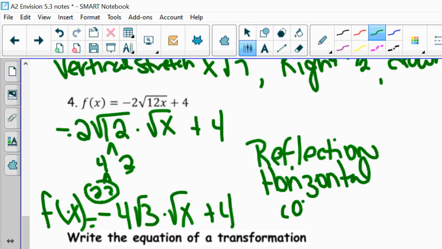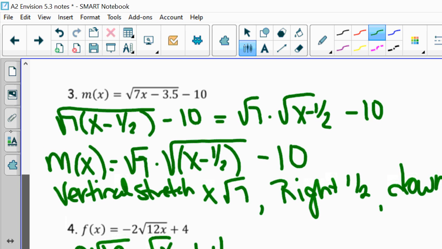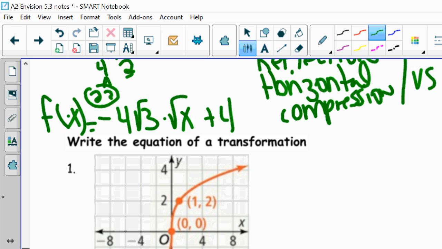Or remember, I could write this as well as a vertical stretch, right? Horizontal compression, okay, or vertical stretch. Remember that they are the same things here. I have a factor of 4 square roots of 3, and then the plus 4 goes up 4. So on any of these up here, I could have also, instead of saying vertical stretch, I could have said that it was a horizontal compression. Okay? All right, so that's rewriting the radical functions to identify transformations.